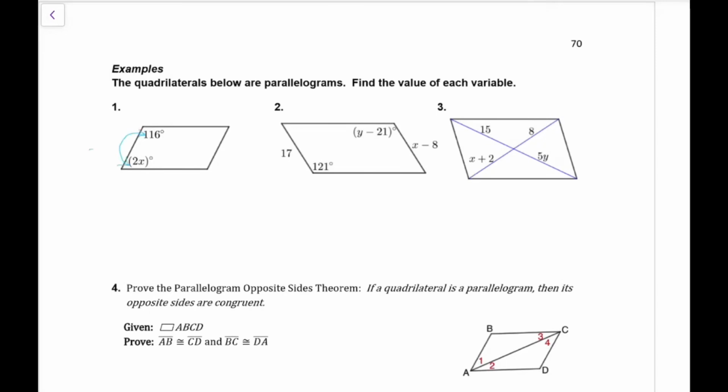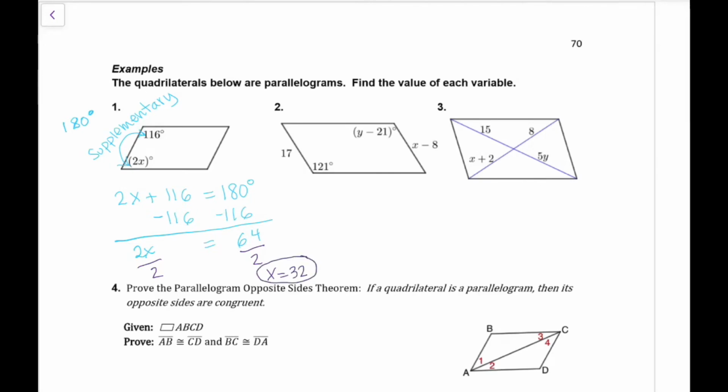These two are right next to each other, so they're supplementary. Supplementary means it adds up to 180 degrees. Remember that if you have an S, it changes into an 8 for 180. So 2x plus 116 equals 180 degrees. We subtract 116 from both sides of the equal sign. We have 2x equals 64. So 2 times some number x equals 64, so we divide by 2 and we get x equals 32. Both of those will be 32. So x will equal 32.